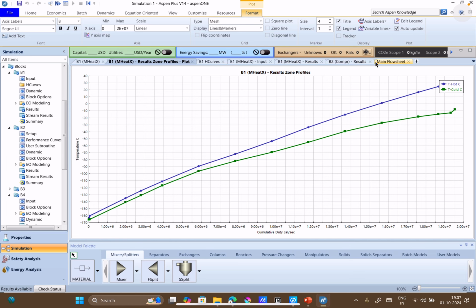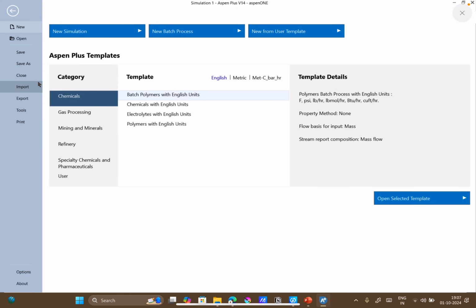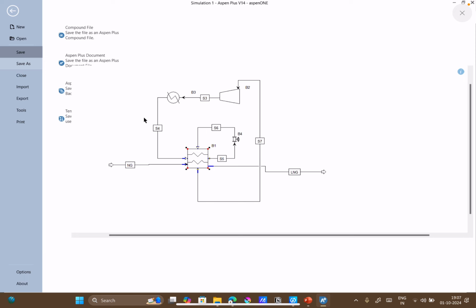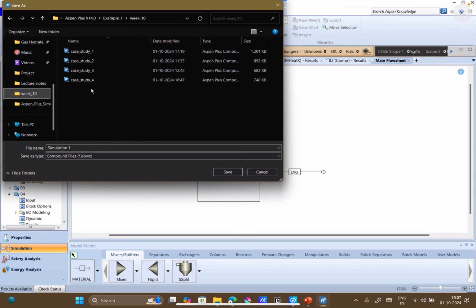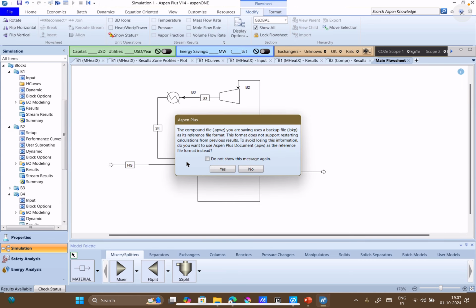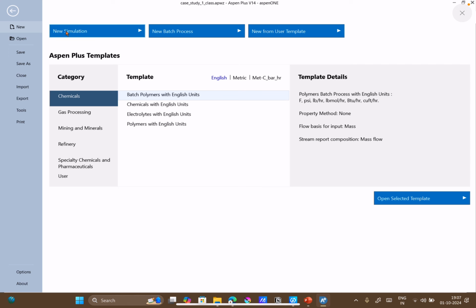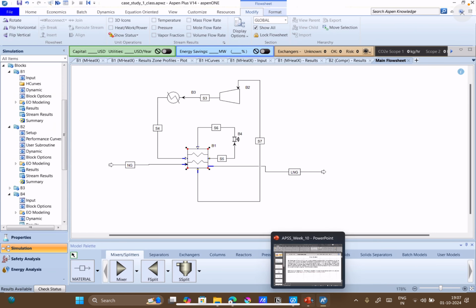Okay, so this is an example of MHeatX exchanger. Let me save this file first, and then we can move ahead with the next example. So for the next example, let's start a new simulation and dive into the second example.